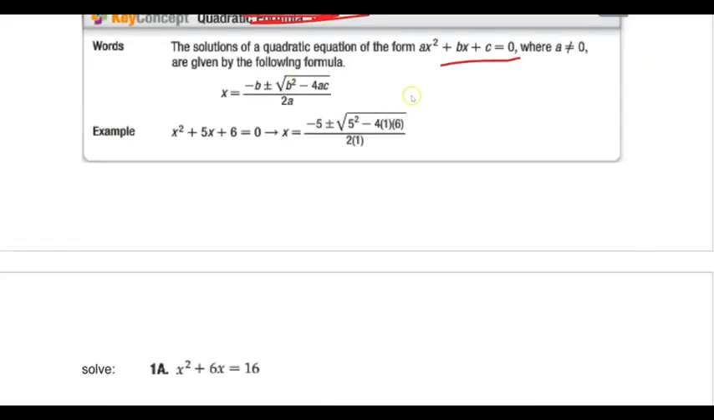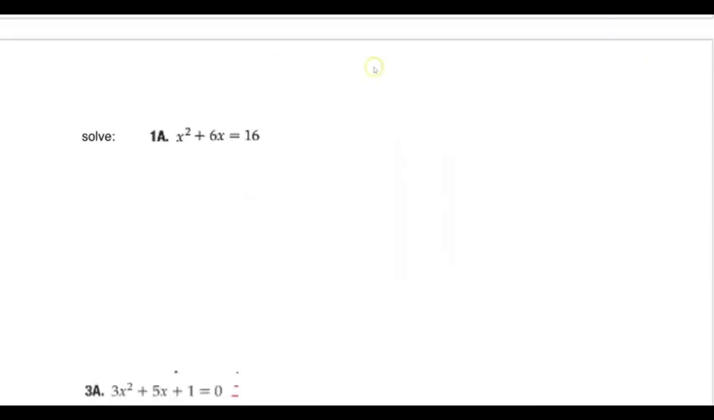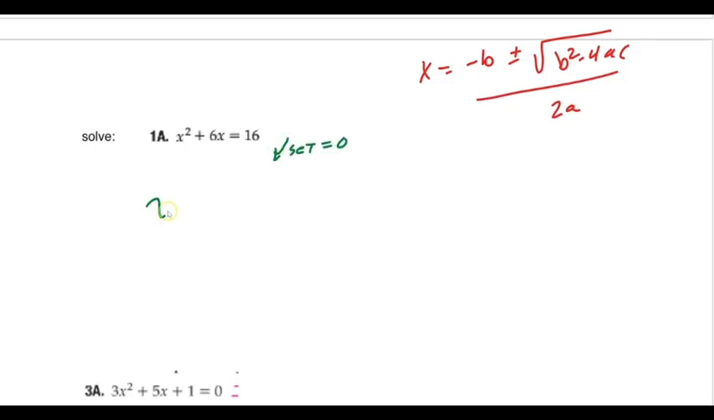Let's just do an example of how to use this thing. I'll give you this right here. Our quadratic formula is x equals negative b plus or minus the square root of b squared minus 4ac, all over 2a. Just like before, step 1 is set equal to 0. I get x squared plus 6x minus 16 equals 0. We're going to use the quadratic formula. a is 1, the coefficient, b is 6, and c is negative 16. And all we're going to do is plug in. a is always the x squared term, b is always the linear term, c is always the constant term.